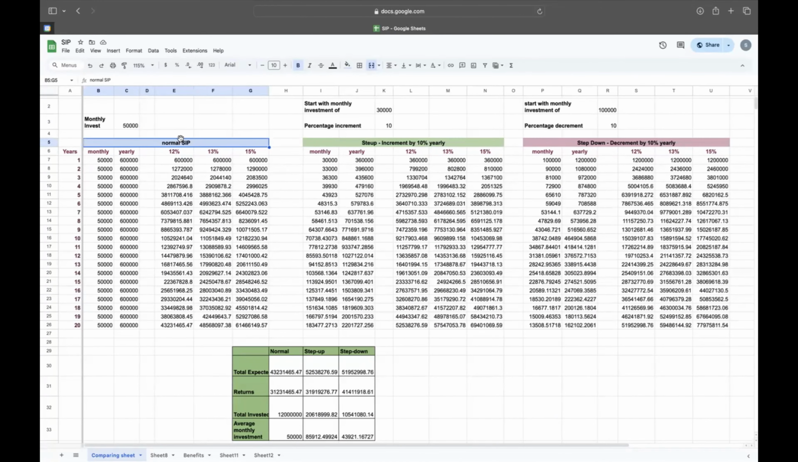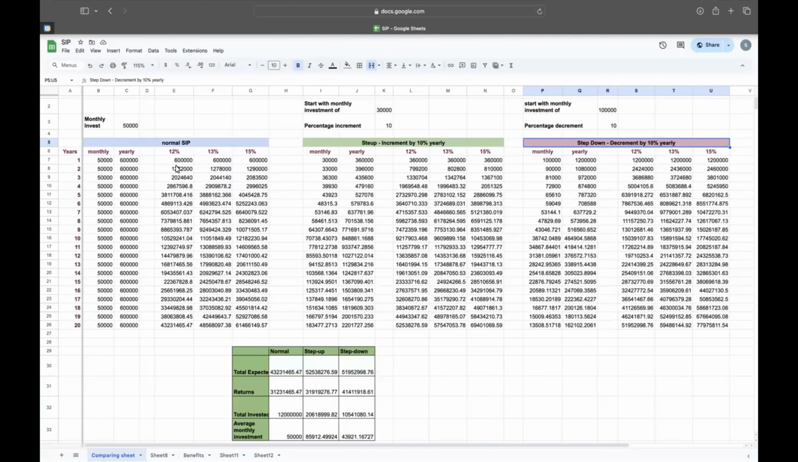Now, let's move on to types of SIPs. In this video, let's discuss three major types of SIPs. First one is normal SIP. In normal SIP, we decide a certain amount of money that we want to invest and we stick to it. In the second one, which is step up SIP, we start with a certain amount of money and we keep incrementing it year on year. In step down SIP, instead of increasing, we keep decreasing year on year.